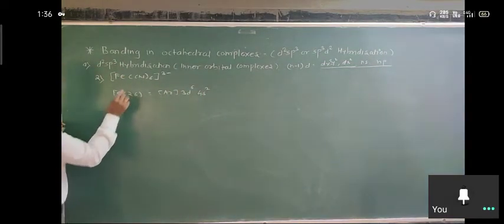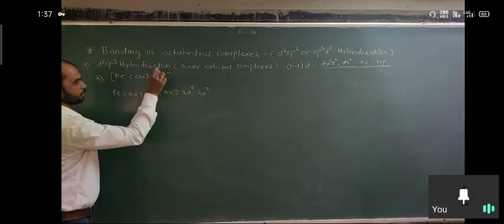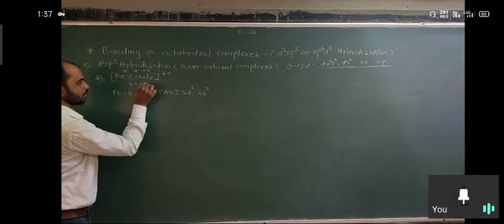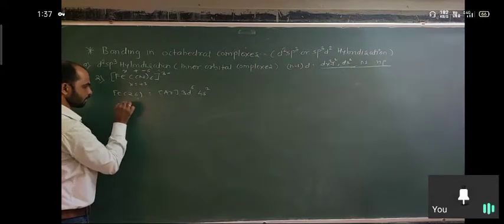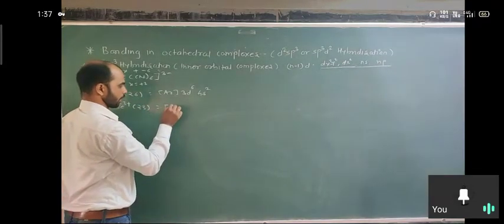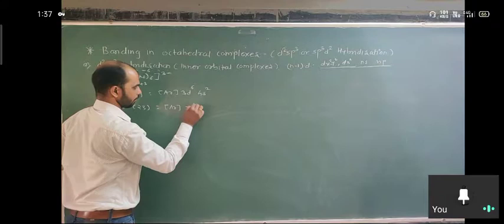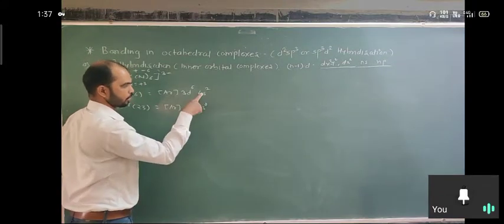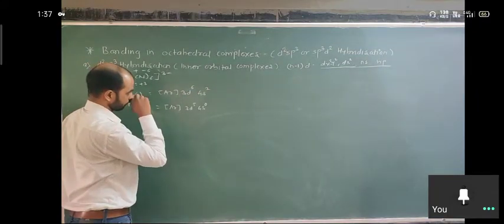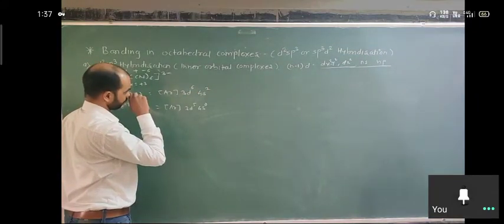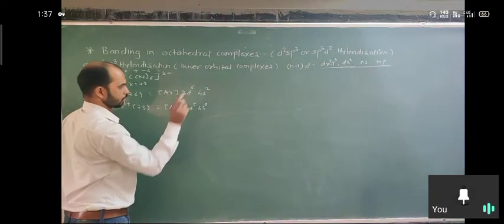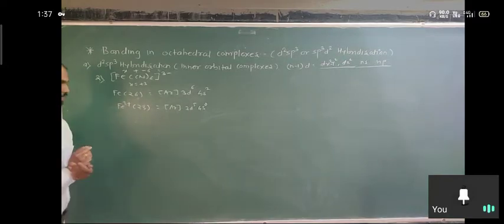So what is the oxidation state here? There is a -3, here is a -6, so here is an X, so X is equal to +3. That means Fe is present in the +3 oxidation state. That means there are 23 electrons, so [Ar] 3d5 4s0. Two electrons are lost from 4s and 1 electron is lost from 3d. So d5 is the system.